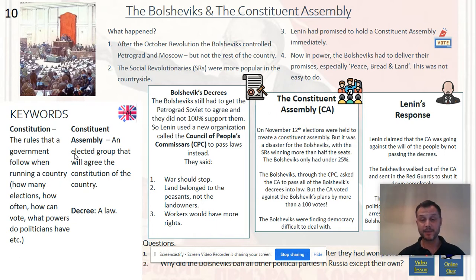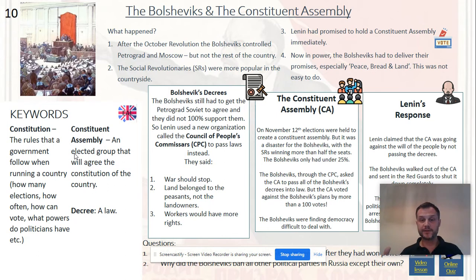So what Lenin does is a bit cheeky. He sidesteps the Petrograd Soviet, creates a brand new organization called the Council of People's Commissars. And he sort of claims that this council now has more legitimacy, is more entitled, has more right to represent the people of Russia than the Petrograd Soviet does. This is hugely convenient for Lenin because the Council of People's Commissars just so happens to be controlled by the Bolsheviks. So he tries to push people's opinion towards supporting the CPC, Council of People's Commissars.